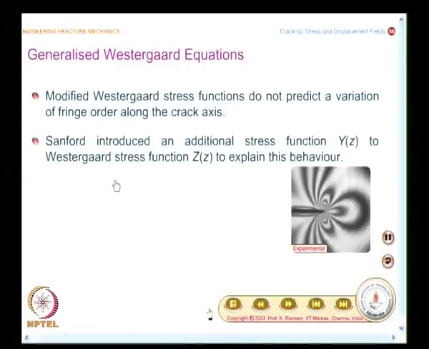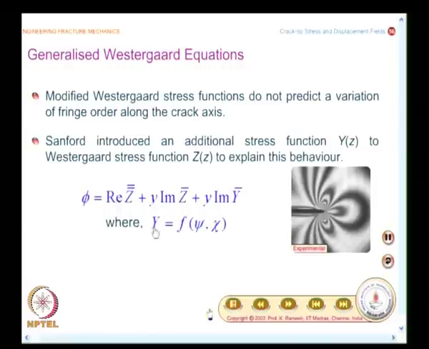And what Sanford did, he introduced a stress function capital Y of z, and the Airy stress function is recast as real part of z double bar plus y imaginary part of z bar plus y imaginary part of y bar, and Y is given as a function of psi and chi.